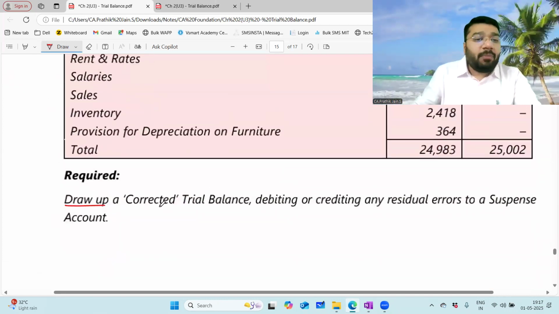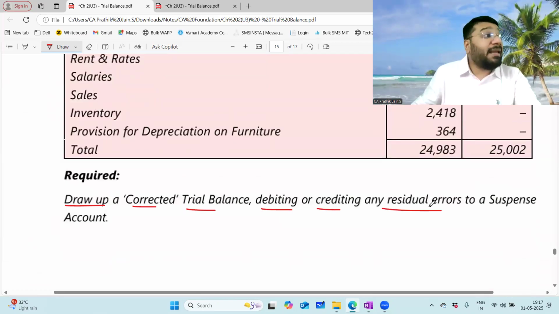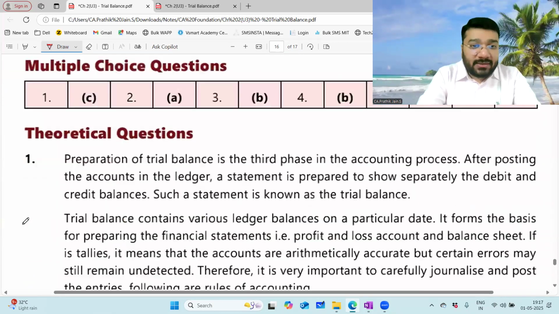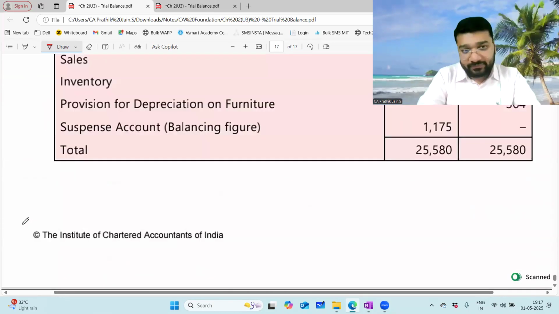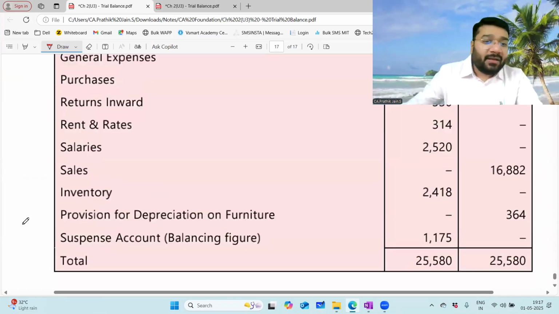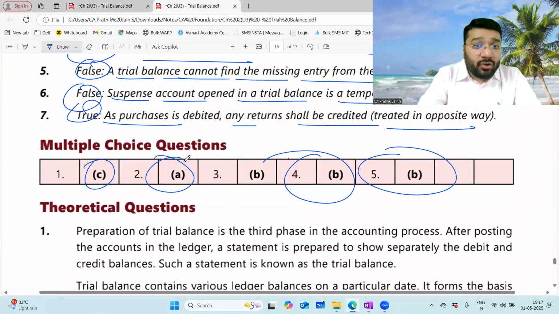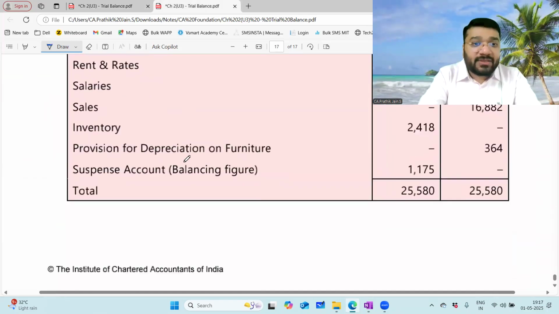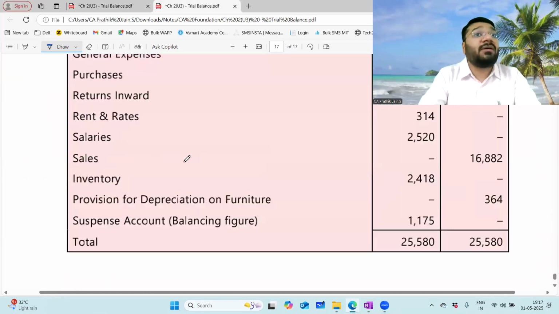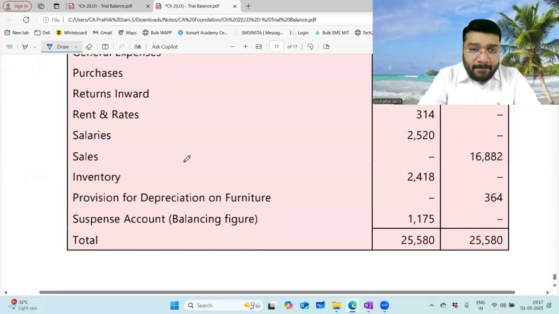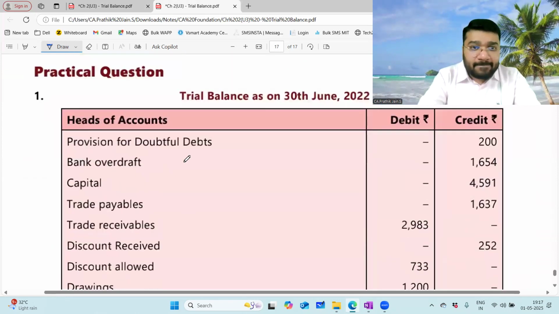The question says to draw up a corrected trial balance, debiting or crediting any residual error. That is, if the balance is not tallying, insert a suspense account. Let's have a look at the answer. You see, a suspense account is coming into the picture as a balancing figure, which means what? Even though you try to rectify this, still a suspense account had to be created. Why? Because the trial balance was not tallying. But we have a suspense account here already. This is the answer.